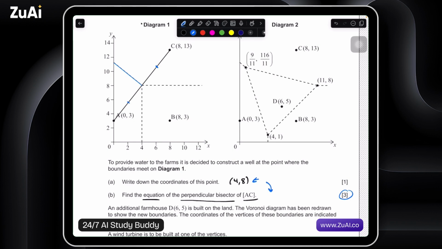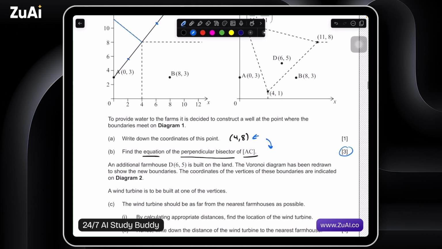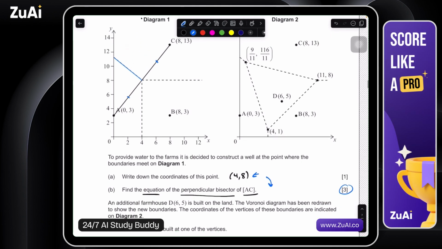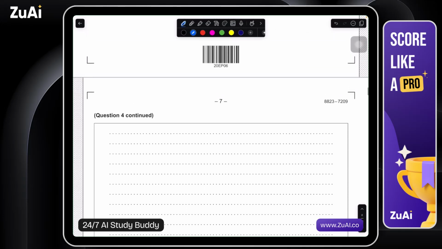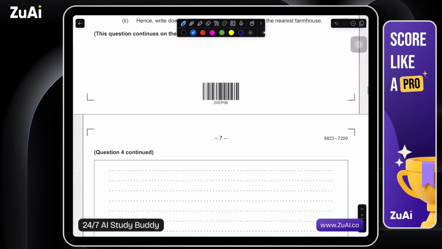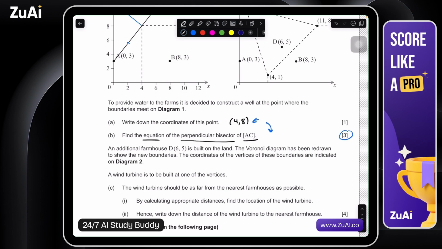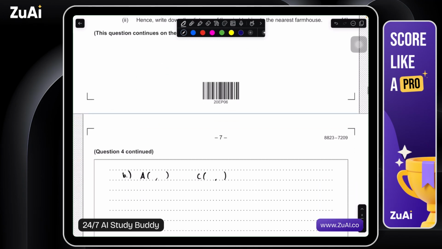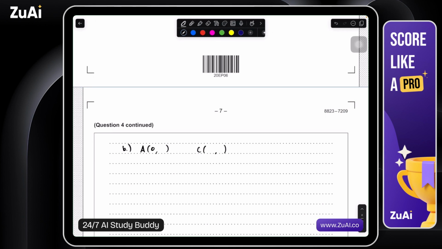Okay, so let's go ahead and work this out. Find the equation of the perpendicular bisector of AC. I'm going to go down here and write this out because potentially it could take up a bit of space. So here's B, and let's write down the coordinate points of A and the coordinate points of C. I'm going to have to look back at what they were. 0, 3, and 8, 13.